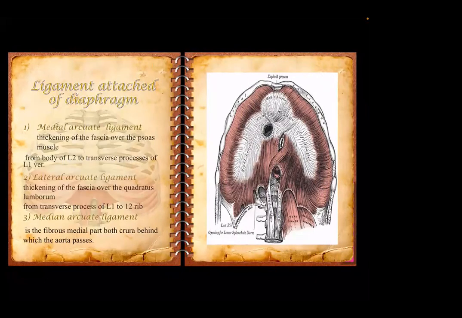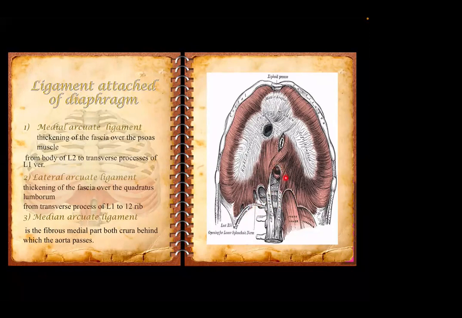The ligaments attached to the diaphragm contain 3 ligaments: medial arcuate ligament, lateral arcuate ligament, median arcuate ligament. Medial arcuate ligament is a thickening of fascia over the psoas muscle, from the body of L2 to the transverse process of L1 vertebrae. Lateral arcuate ligament is a thickening of fascia over the quadratus lumborum, from the transverse process of L1 to the 12th rib.